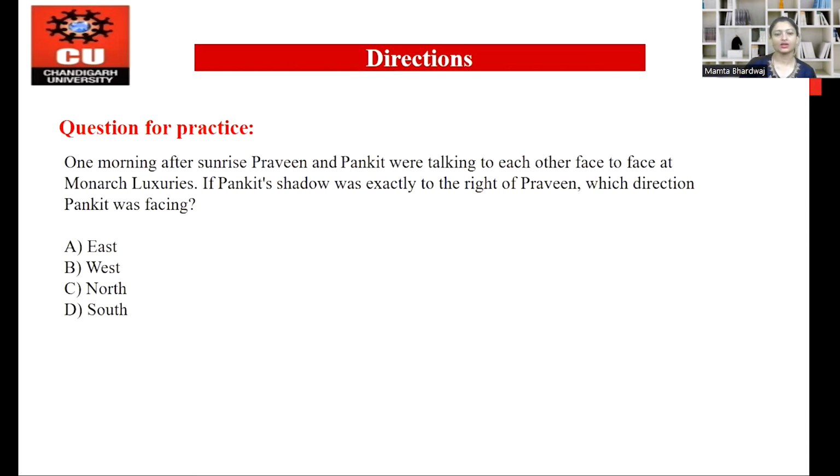Let's try one more question. One morning after sunrise, Praveen and Pankit were talking to each other face to face at Monarch Luxuries. Morning after sunrise. It means north, south, east and west. The sun rises here and the shadow of the person will be here. So if Pankit's shadow was exactly to the right of Praveen, Pankit's shadow will be exactly to the right of Praveen.